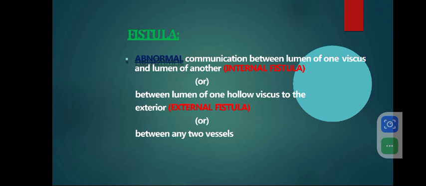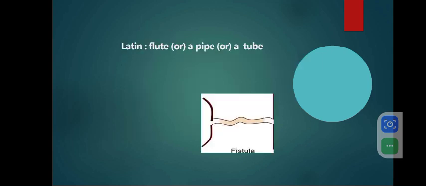Fistula. Now let's talk about fistula. An abnormal communication between the lumen of one viscus and the lumen of another, an internal fistula, or between the lumen of one hollow viscus and the exterior, an external fistula, between any two surfaces. In Latin, it means a flute or a pipe or a tube.